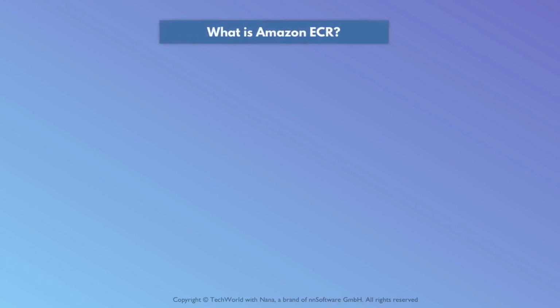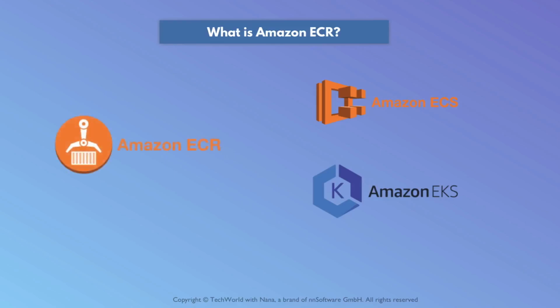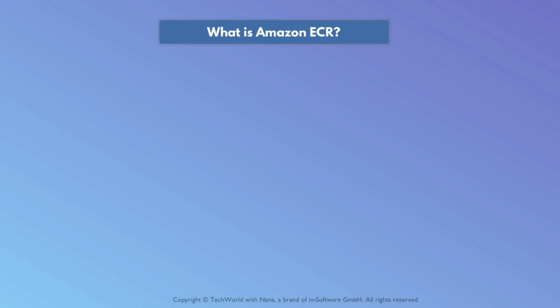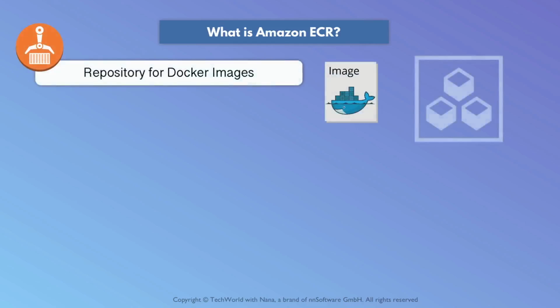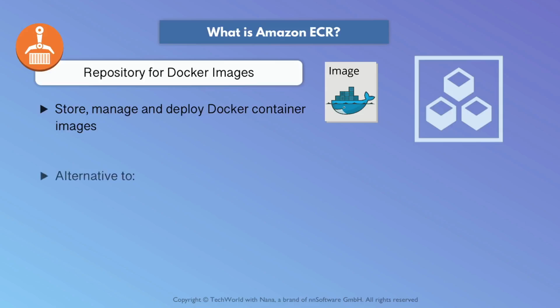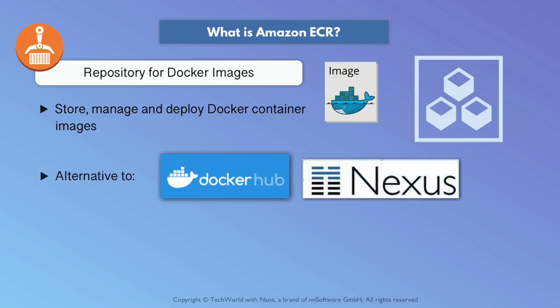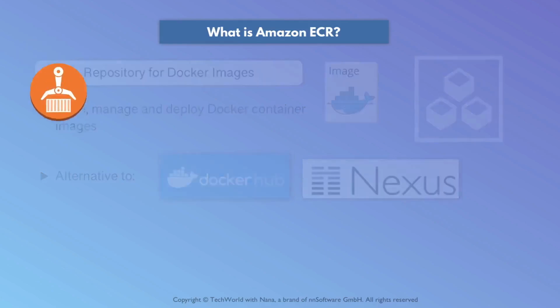Now we just saw two of the services on AWS that are specifically for containers. And there is one more container service on AWS, and that is Amazon ECR, which stands for Elastic Container Registry. So basically this is just a repository for container images. An alternative to Docker Hub or Nexus Docker repository where you can store your Docker images, for example.